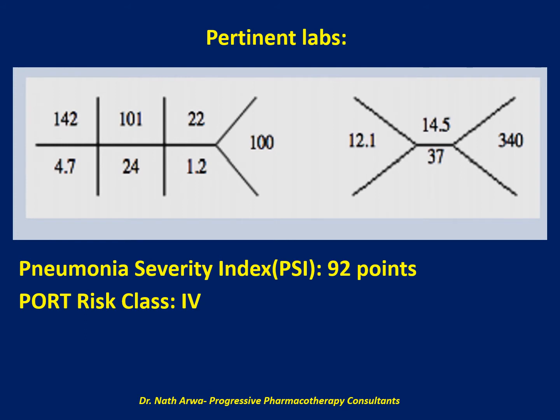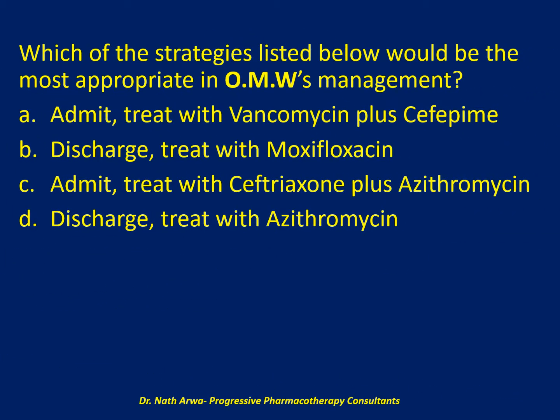And this slide depicts some of his pertinent labs, so I would recommend you pause the video and scrutinize it closely. Now, his PSI, pneumonia severity index, is 92 points, and the PORT risk class is 4. So my question to you is, which of the strategies listed below would be the most appropriate in OMW's management?